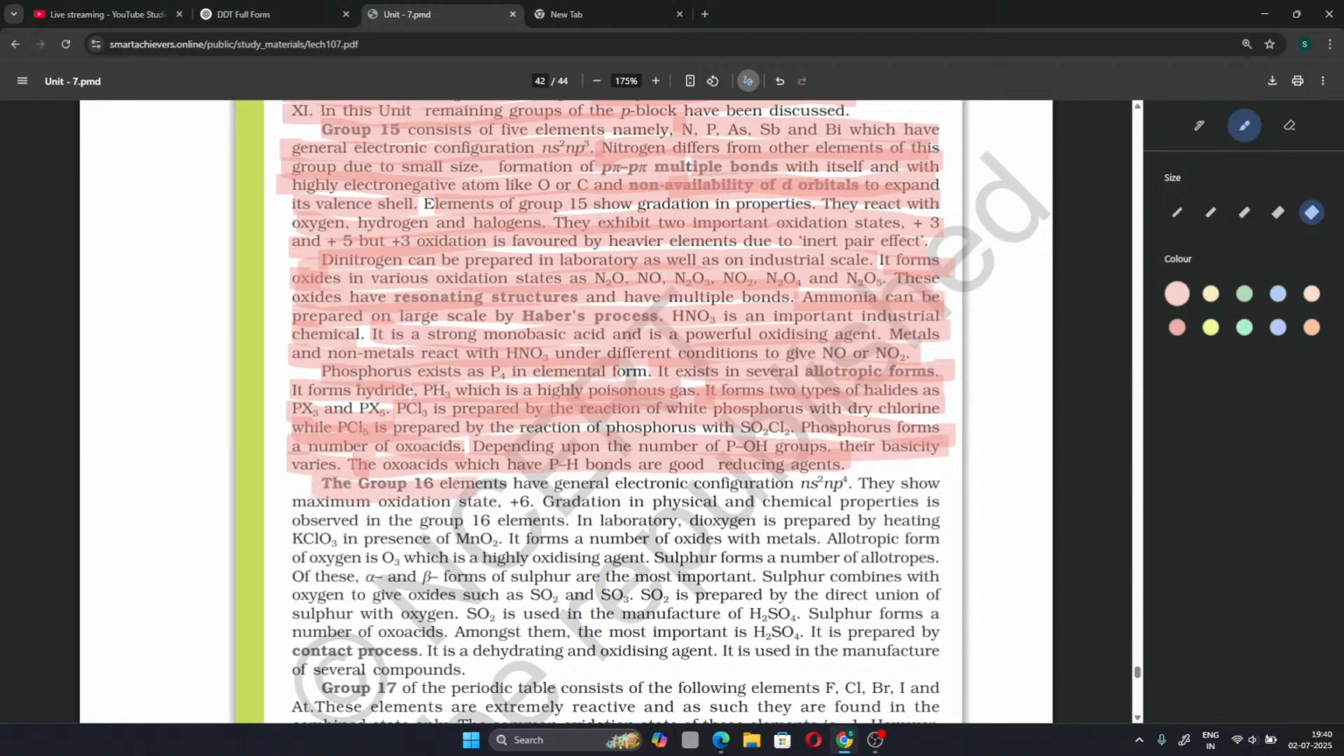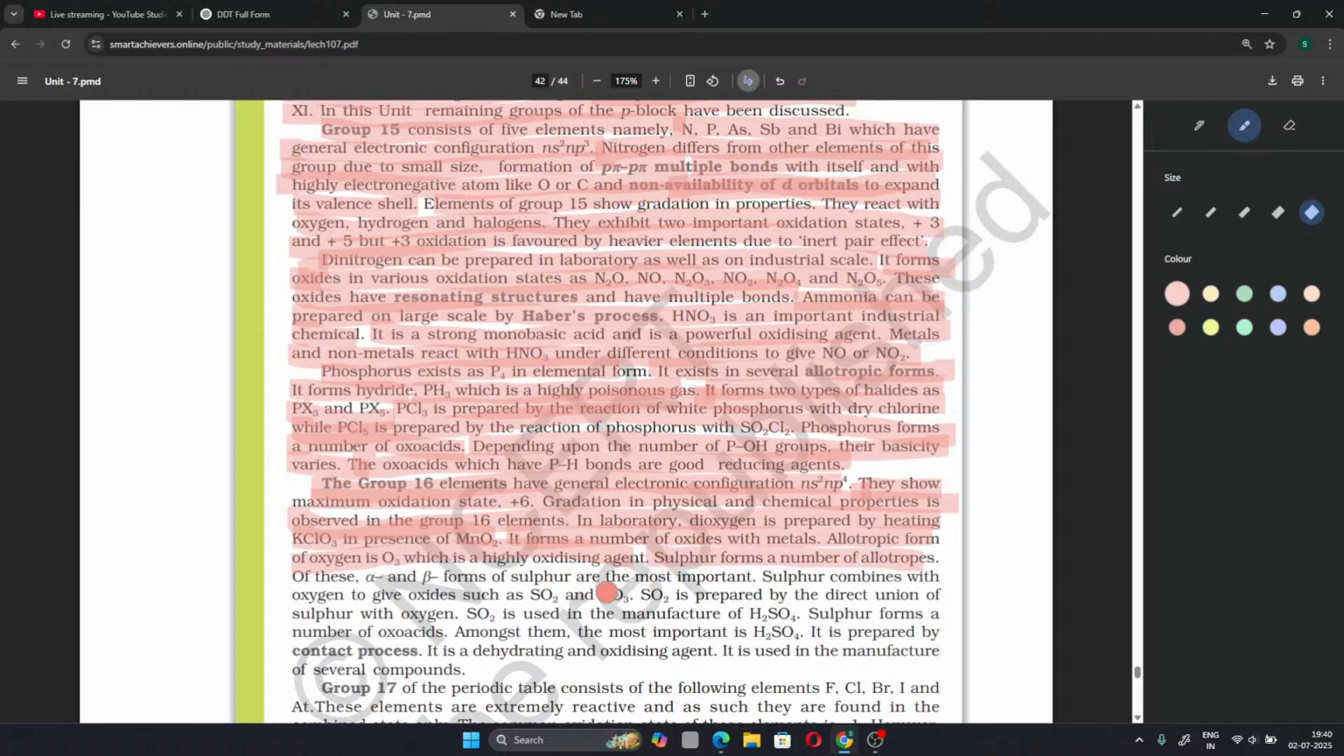The group 16 elements have the general electronic configuration of ns2 np4. They show a maximum oxidation state of +6. Gradation in physical and chemical properties is observed in group 16 elements. In the laboratory, dioxygen is prepared by heating KClO3 in the presence of manganese dioxide. It forms a number of oxides with metals. An allotropic form of oxygen is O3, which is a highly oxidizing agent.